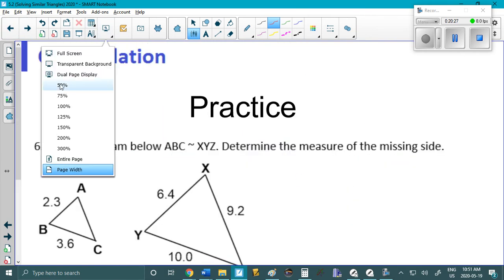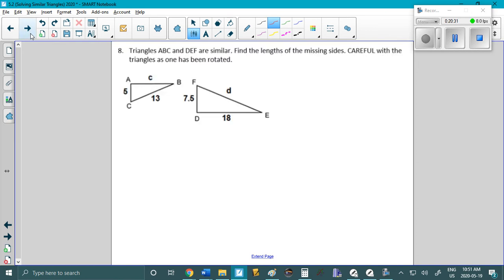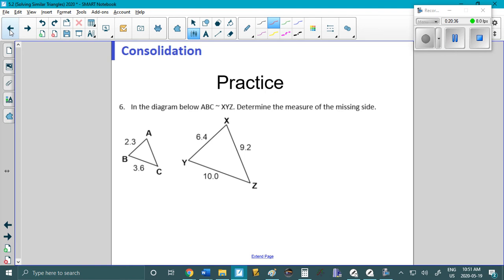I've got a bunch of practice here for you. What I'm going to do is just do the first one with you, and then you'll only have 2 practice questions. So again, I encourage you to pause it, try this, and then come back.